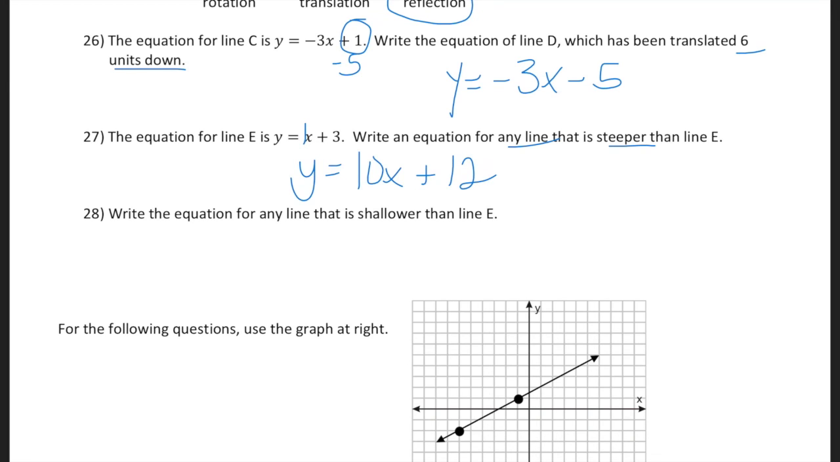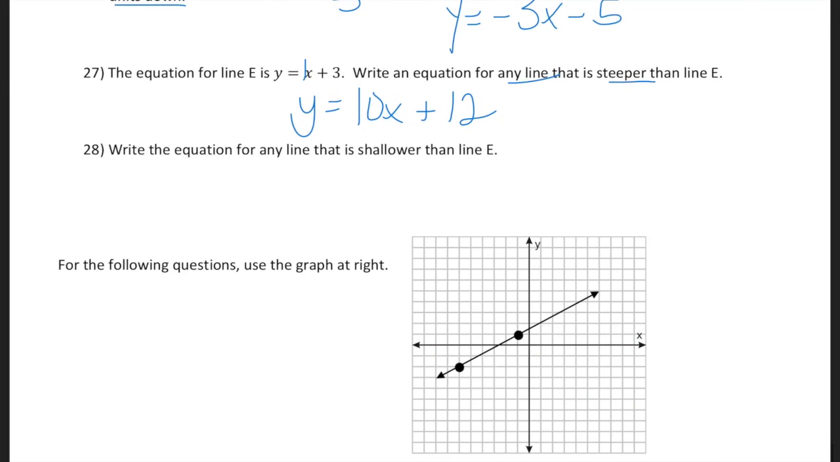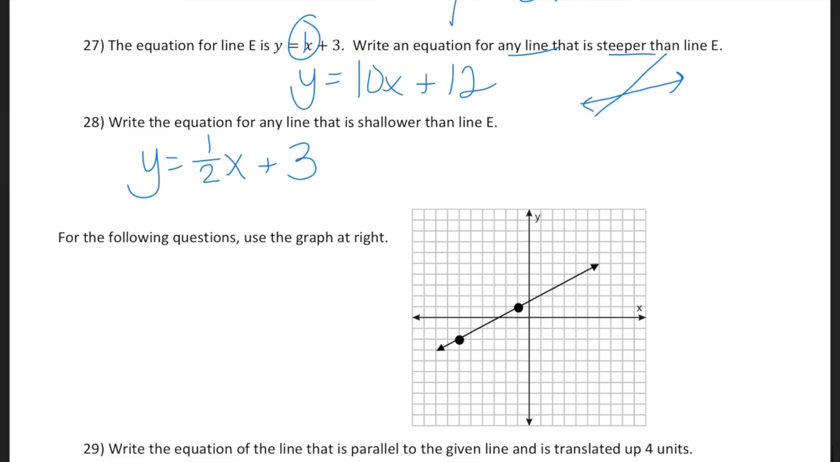Number 28, write the equation for any line that is shallower than line E. So shallower, like if this is line E, it means it's more flat. So that means the slope number has to be smaller than 1. So smaller than 1, we're into fraction territory. So I'll go with 1/2. Any number smaller than 1 would be workable.